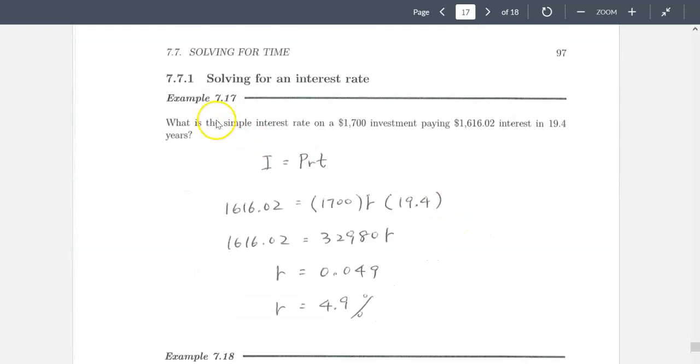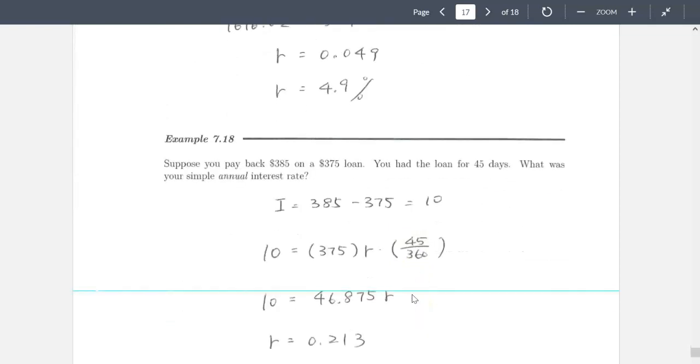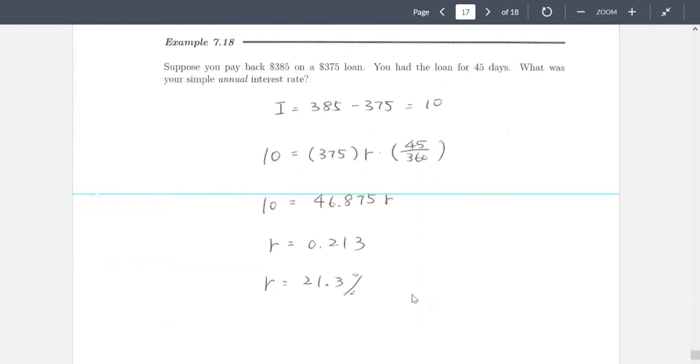But what if the interest rate is missing? Go back all the way to the very beginning of the chapter, I equals PRT. So we have the interest, we have the principal, we don't have the interest rate, but we have the years, right? 19.4 years. Well, then just simple algebra. When you divide, you'll find out the interest rate. In this case, the interest rate is 4.9%.